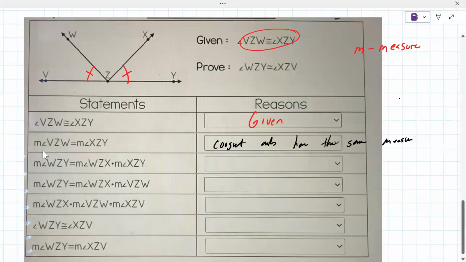All right. So for the next one here, it says the measure of angle WZY. So let's kind of look at that. That's this big angle here, is the measure of angle WZX plus the measure of angle XZW. So it's kind of like saying part plus part equals whole. Well, it's the addition. You're adding them up, but you're adding up the angles this time. Angle addition postulate.